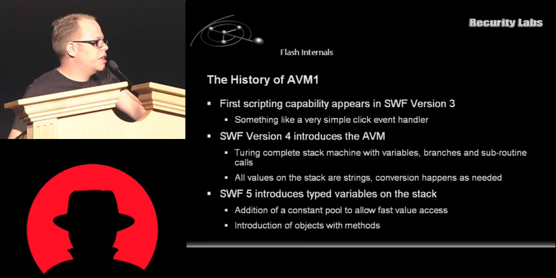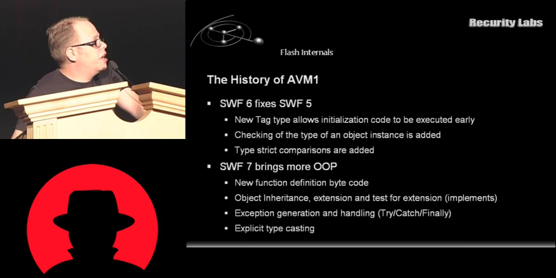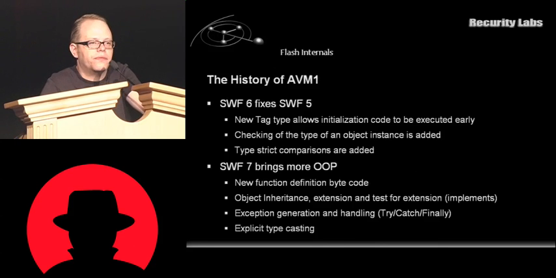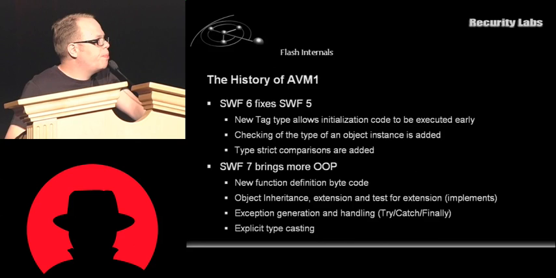In SWF version 5, they discovered that a constant pool is actually a relatively good idea. And so they introduced constant pools and objects that could have methods. In SWF version 6, they actually then discovered that if you have objects, it would be really interesting to have initialization code. So they introduced a new tag type for that. They also introduced checking of types, which they now had. So in SWF version 6, they actually start to have numeric data types and stuff.